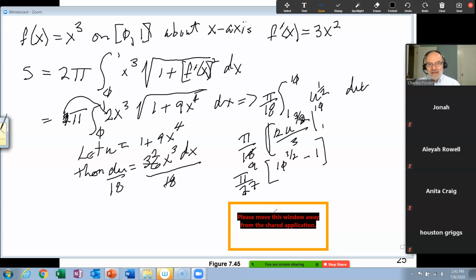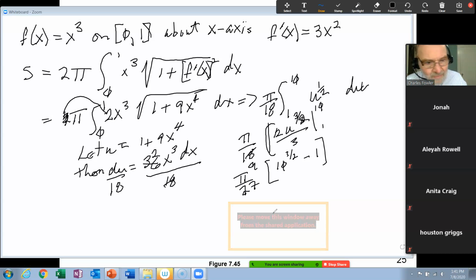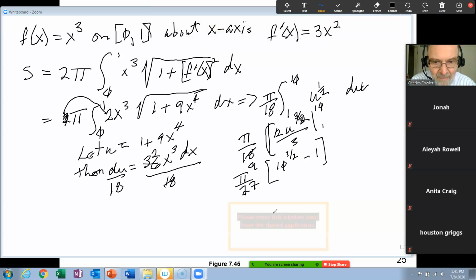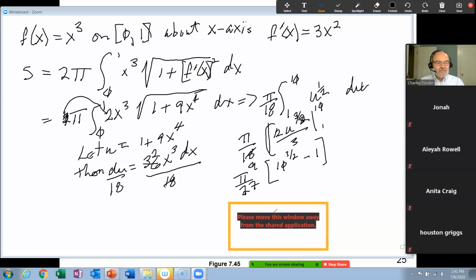Now, I don't know what that is right off the top. Oh, I'm sorry, I got lost on the page. I said they're getting a weird answer. It's exactly what they got. Pi over 27 times 10 to the 3/2 minus 1. And then they bother to go and see if they can calculate that. Let's see if we can too. See if they got it right.